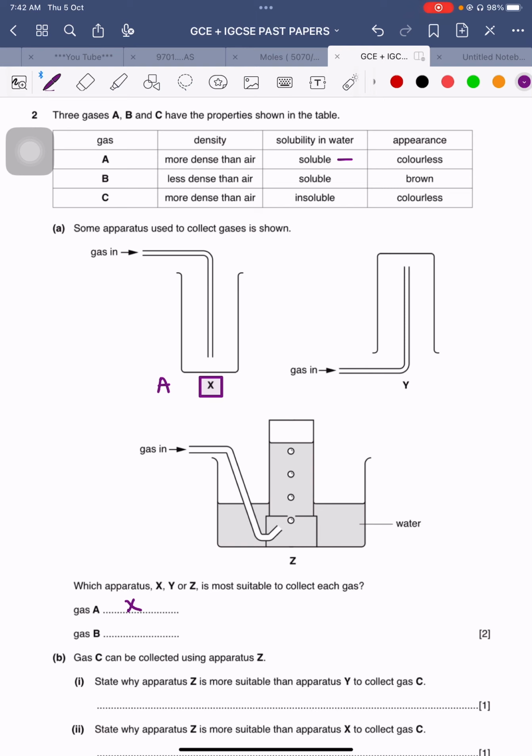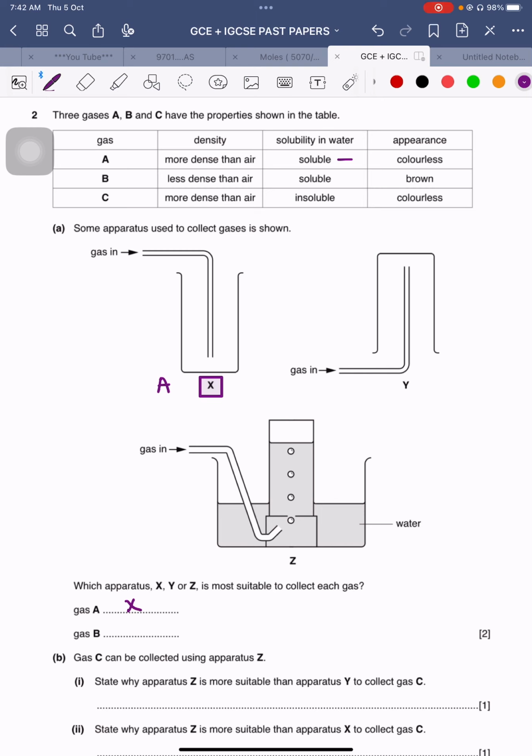So we can say that A cannot be collected through water. Why is it so? A cannot be collected through the Z method because A is a soluble gas, and hence if we collect A through water, it will just dissolve some of the gas in it. As a result, the gas will be wasted. So gas A will be collected through this method called X. X will be the apparatus.